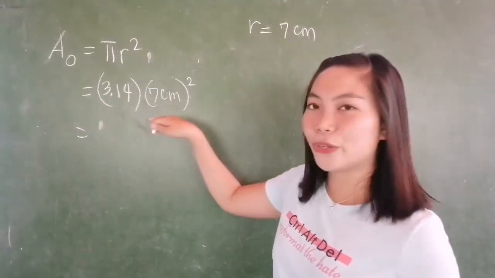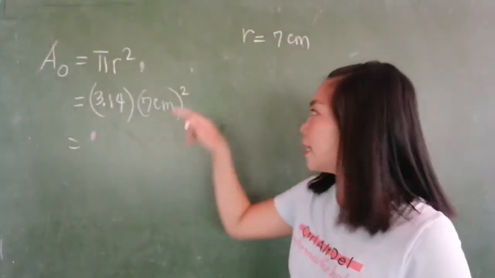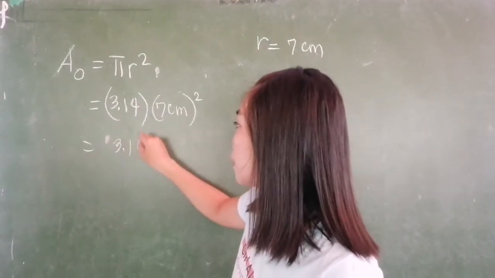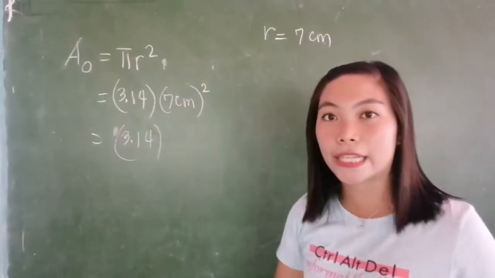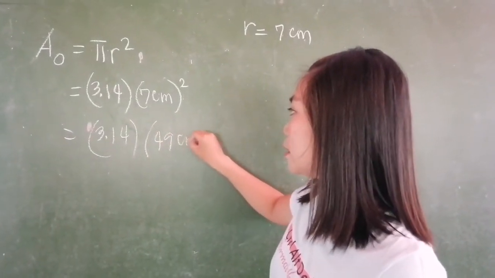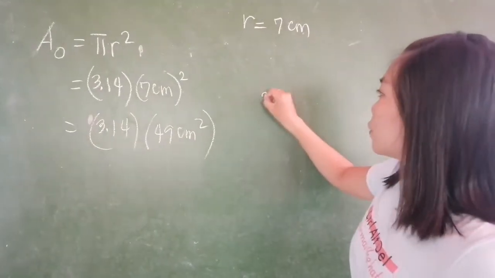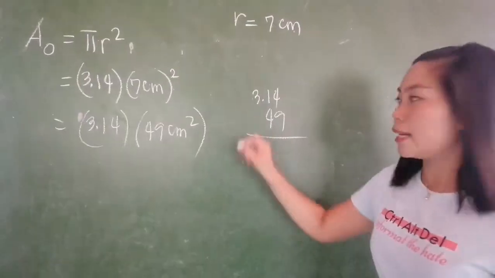So, ano po yung una nating i-multiply? Of course, following the law in PEMDAS, you have to square it first. So, bring down 3.14. Then, yung 7 centimeters multiplied by itself is squared, you have 49 centimeters squared. Okay, now let's multiply. So, 3.14 multiplied by 49.